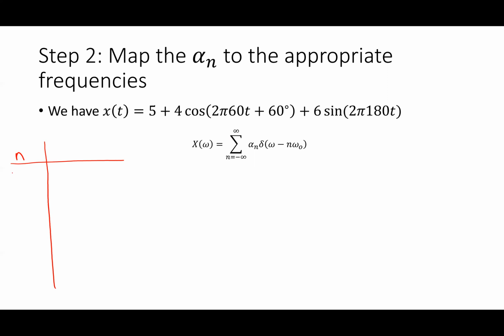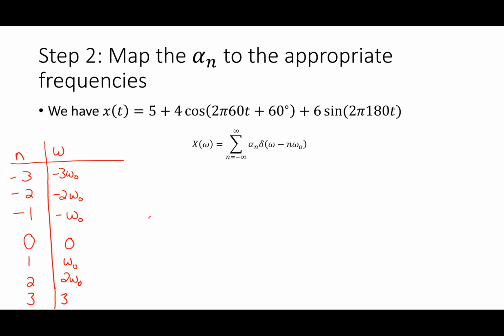If I were putting this into MATLAB, like the way that I ask you guys to, where would I start and where would I end my n values in this case? Yeah, -3, -2, -1, 0, 1, 2, 3. Okay. And what frequencies are those going to be? I'm going to say -3 omega naught, -2 omega naught, -omega naught, 0 omega naught, 2 omega naught, and 3 omega naught.